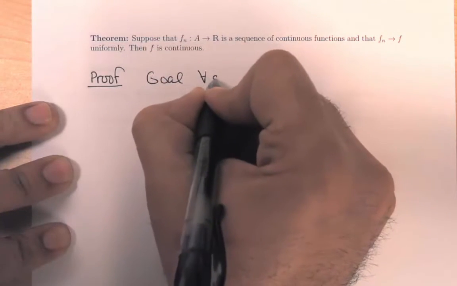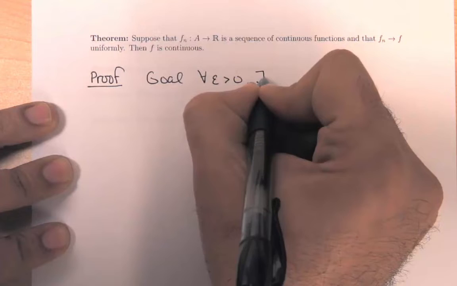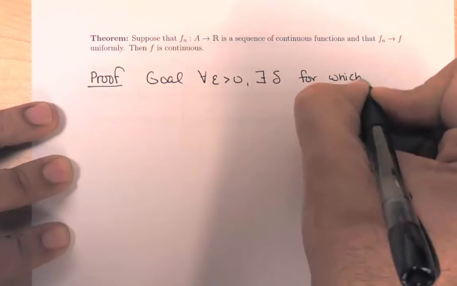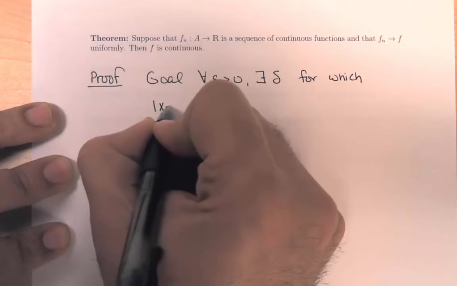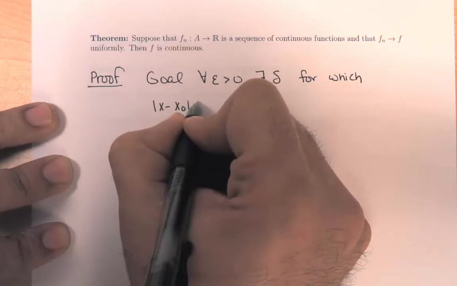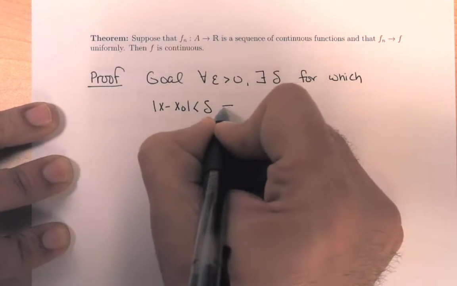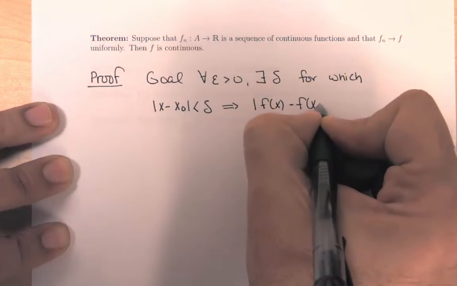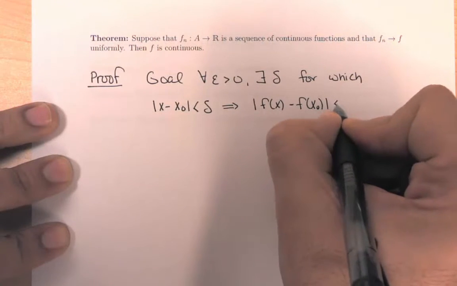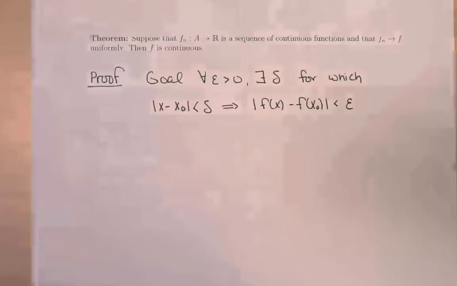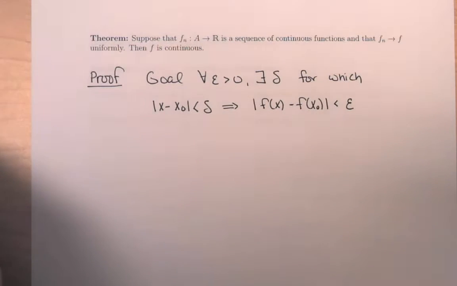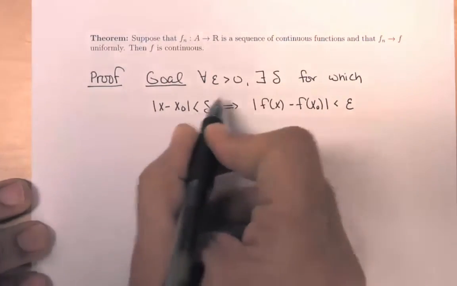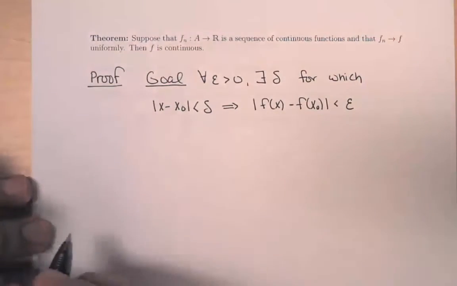is to show that for any epsilon greater than 0, there exists a delta for which |x minus x naught| is less than delta implies |f of x minus f of x naught| is less than epsilon. Here x naught is an arbitrary element of the domain A. All right, so that's our goal. When we've shown this is true, we can stop.